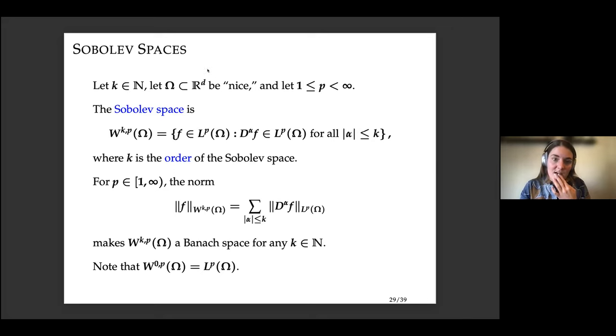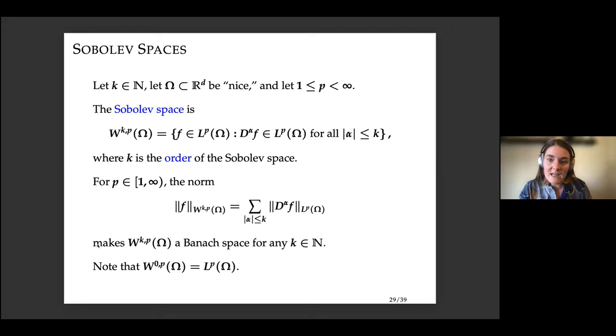Okay, so moving on to Sobolev spaces. Sobolev spaces are just kind of nice subspaces of L^p, basically. So we're looking at some sort of domain omega. And I'm saying it's nice. Normally you're talking about open sets here. Most of our proofs are actually using things that are sort of boxes with non-empty domains.